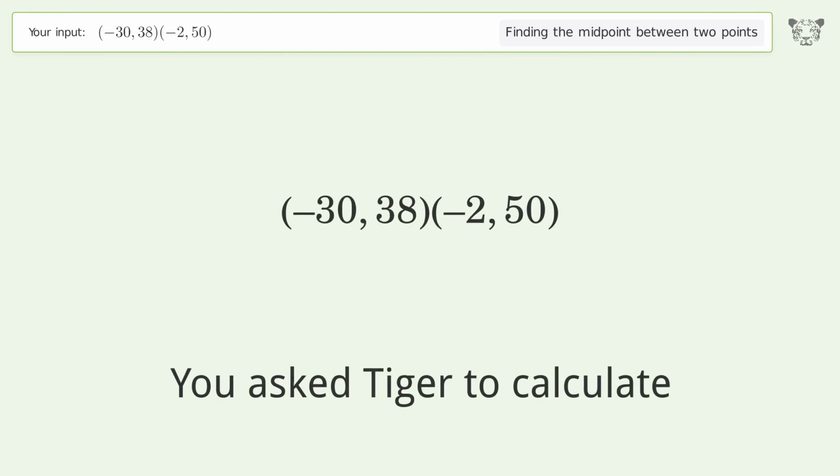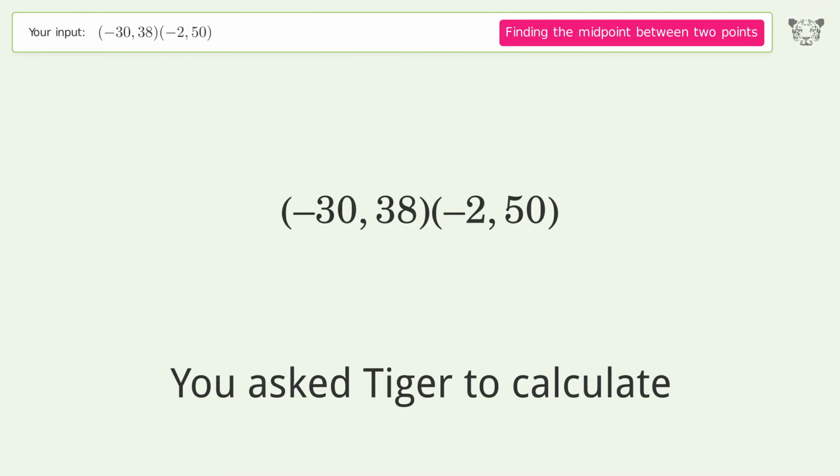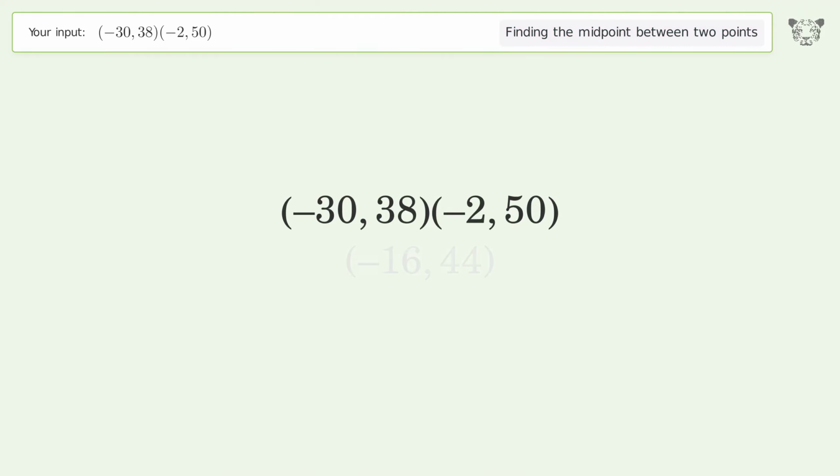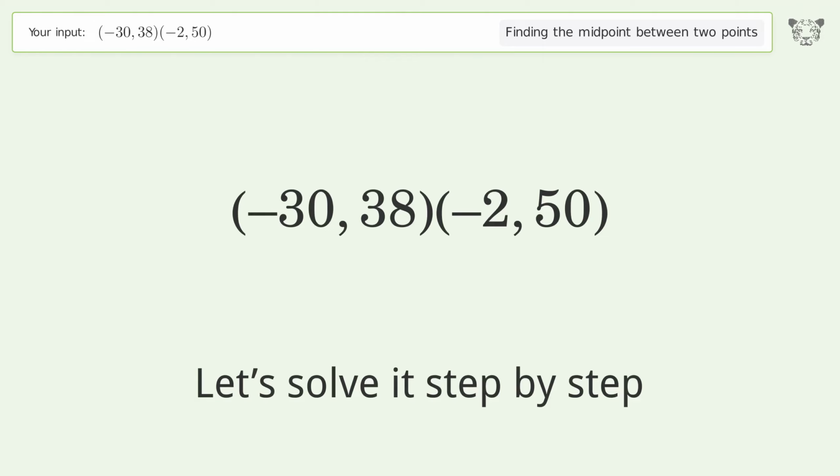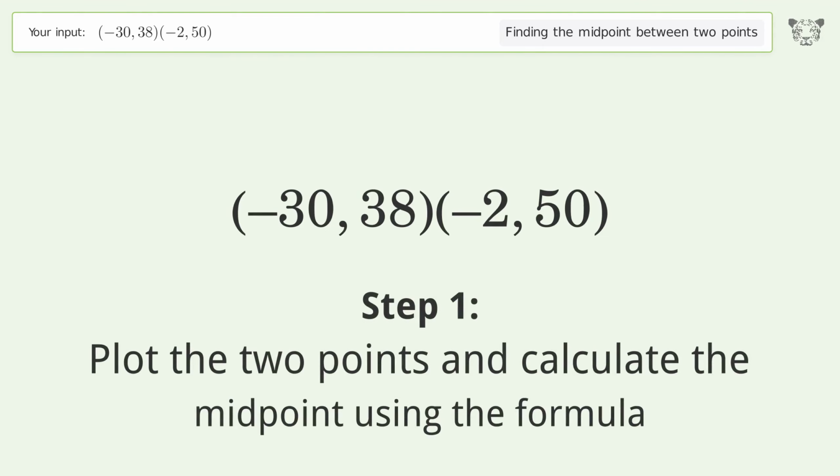You ask Tiger to calculate. This deals with finding the midpoint between 2 points. The midpoint between the 2 points is negative 16, 44. Let's solve it step by step. Plot the 2 points and calculate the midpoint using the formula.